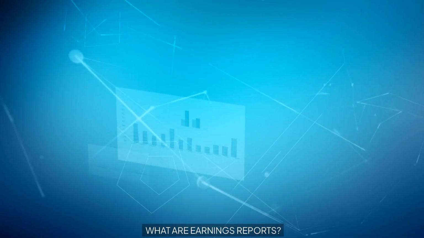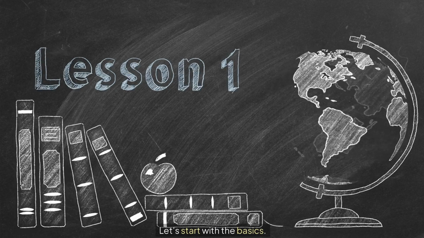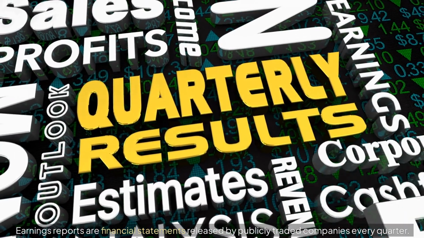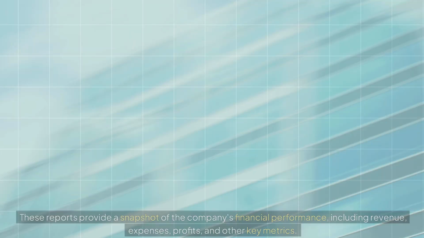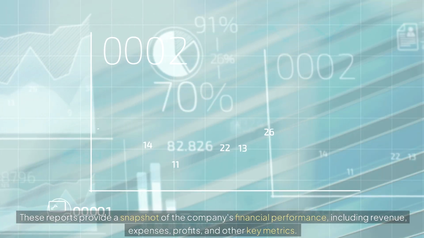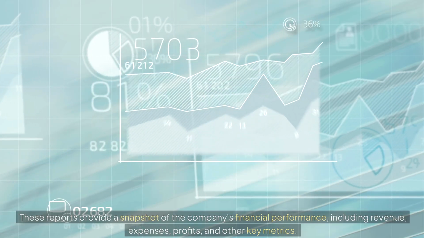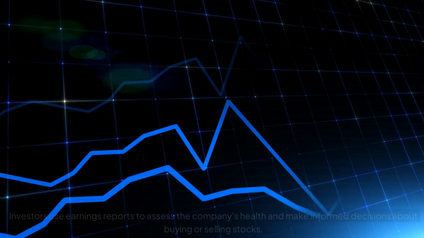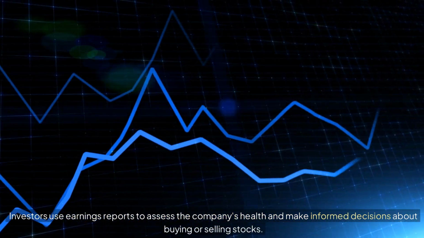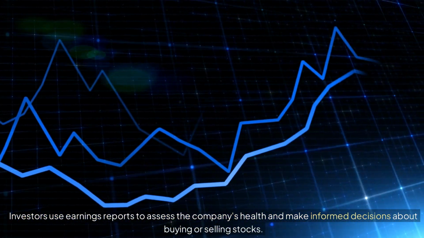What are earnings reports? Let's start with the basics. Earnings reports are financial statements released by publicly traded companies every quarter. These reports provide a snapshot of the company's financial performance, including revenue, expenses, profits, and other key metrics. Investors use earnings reports to assess the company's health and make informed decisions about buying or selling stocks.